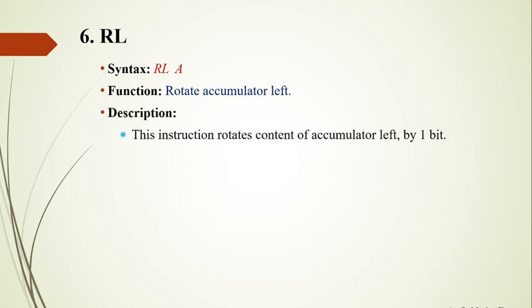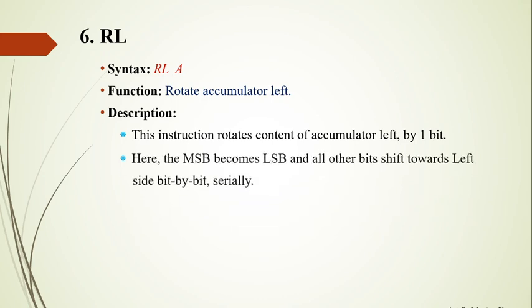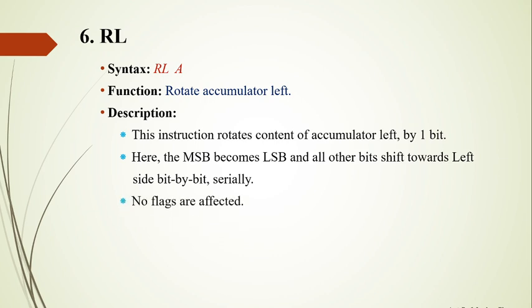Next instruction or mnemonic is RL, that is rotate left. Syntax for this instruction is RL A. So it rotates accumulator left. This instruction rotates content of accumulator left by 1 bit, and here when this rotates the content of accumulator left by 1 bit, the MSB becomes LSB and all the other bits shift towards left side bit by bit serially, and no flags are affected during the execution of this instruction.